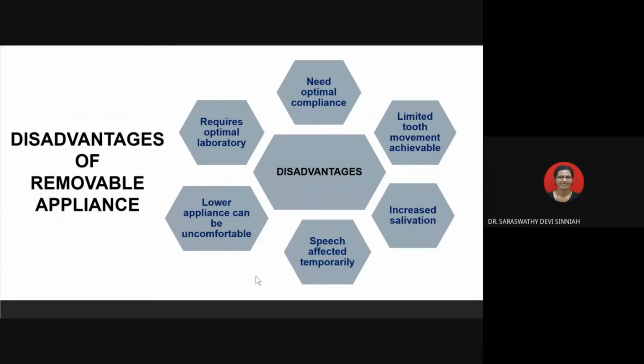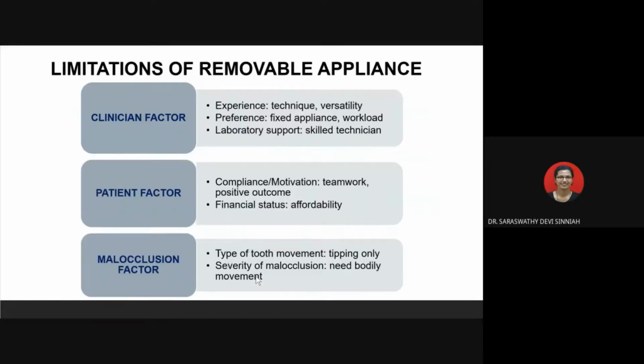Removable appliance fabrication can be optimized with good skills of the technician. This is to ensure absolute perfect extension and fit to give maximum comfort, which is vital to increase the trust of the patient.